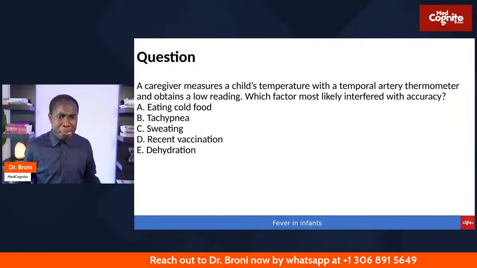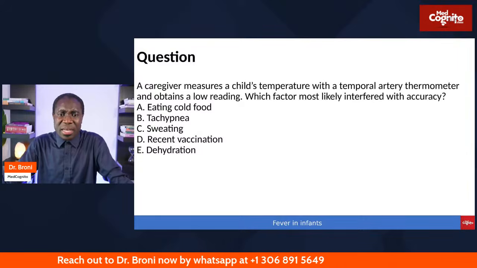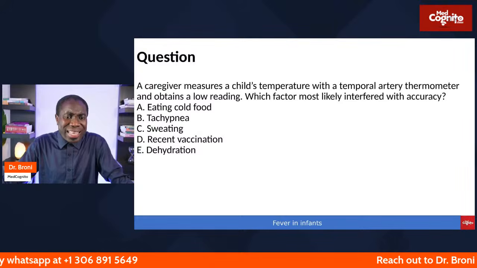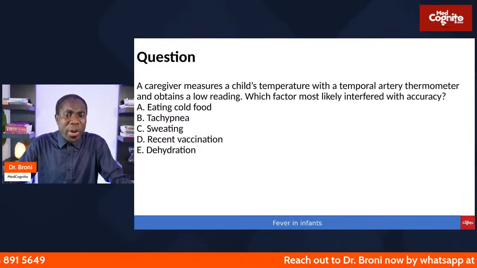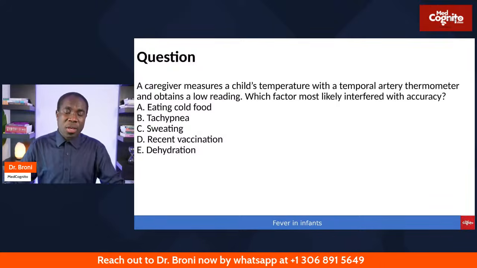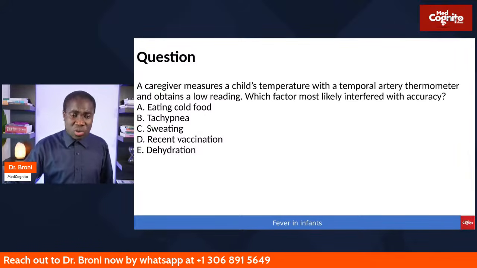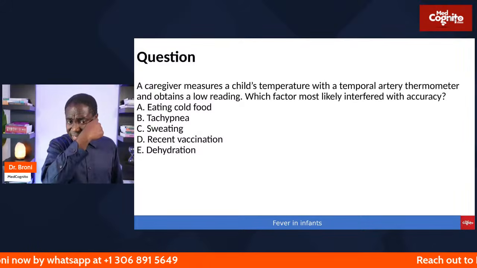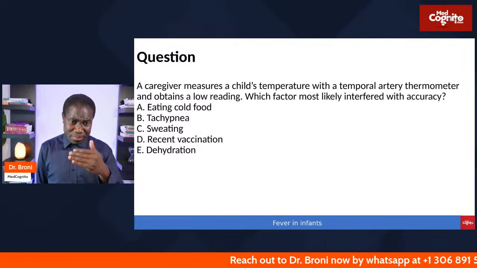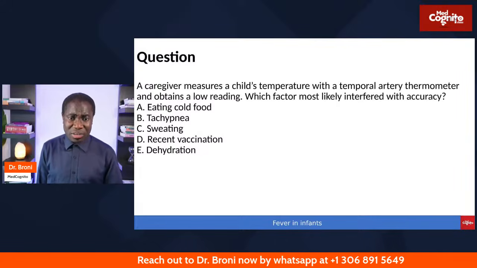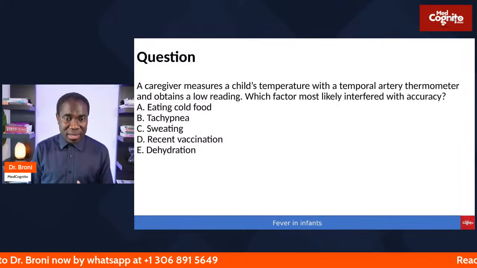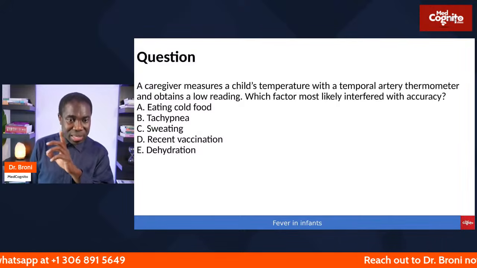A caregiver measures a child's temperature with a temporal artery thermometer and obtains a low reading. Which factor most likely interfered with accuracy? So remember those thermometers that you go to the hospital and then they go across your forehead? Now, a caregiver measures a child's temperature with a temporal artery thermometer and obtains a low reading. Which factor most likely interfered with accuracy?